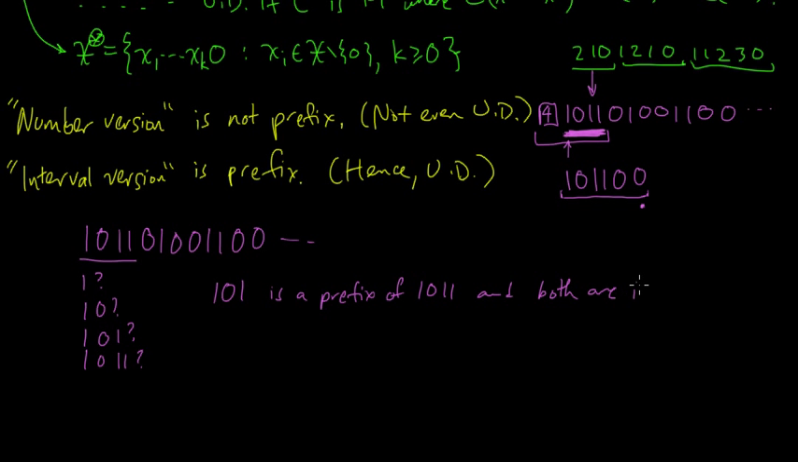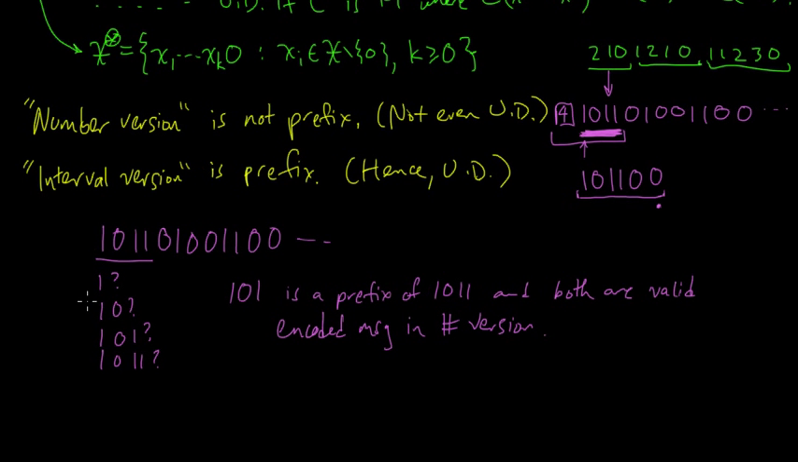Both are valid under the number version. Valid encoded messages in the number version. So that's this first statement here. A is an example.